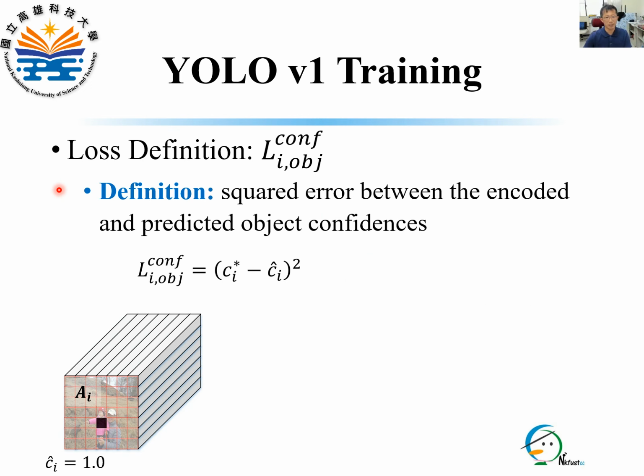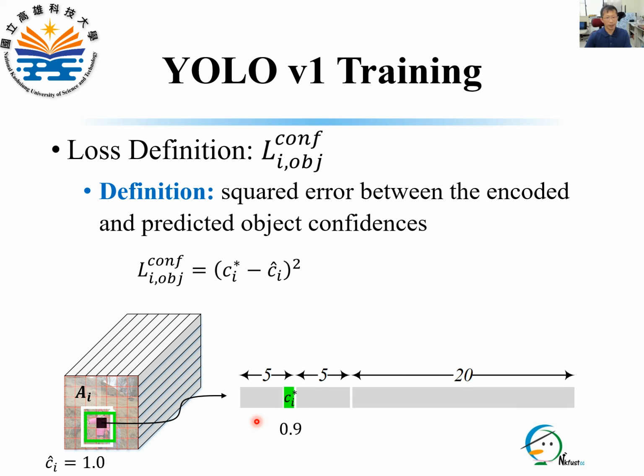As for confidence loss, it is defined as a squared error between the encoded and the predicted object confidences. For this anchor, its encoded object confidence is 1.0, and the predicted object confidence is 0.9. Accordingly, the confidence loss of this anchor is (0.9 - 1.0) squared.